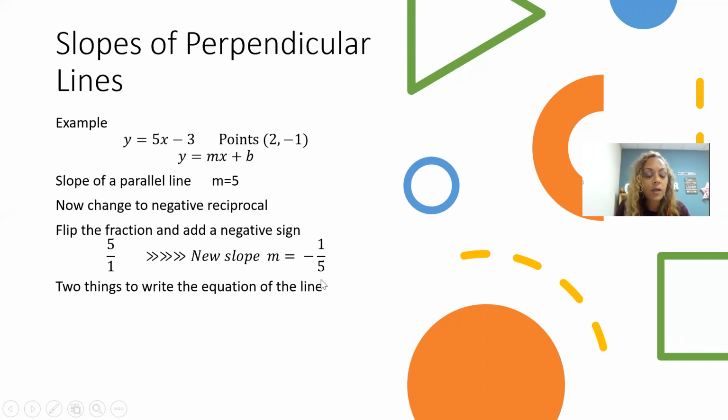So let's plug that in. But first, let me tell you, to write an equation we need to have two things: the slope, and we need to have a point.